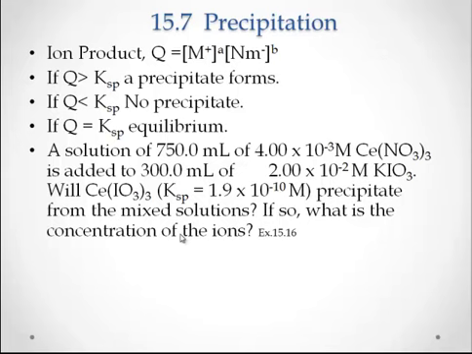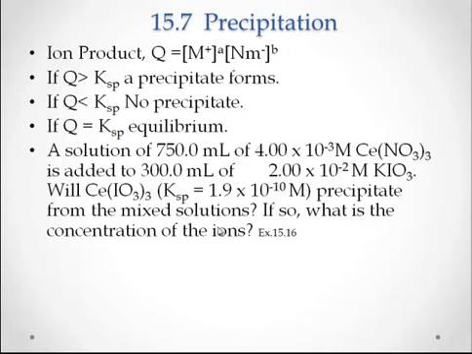This is on precipitation, and basically it is the opposite of the last podcast. If you recall, we were trying to figure out what the equilibrium constant would be, or what the solubility would be for a solution. Now we're looking at whether a precipitate will form, or at what point a precipitate will be made.